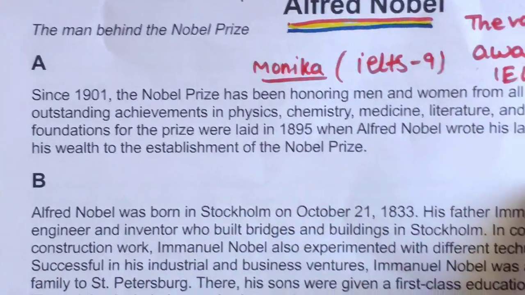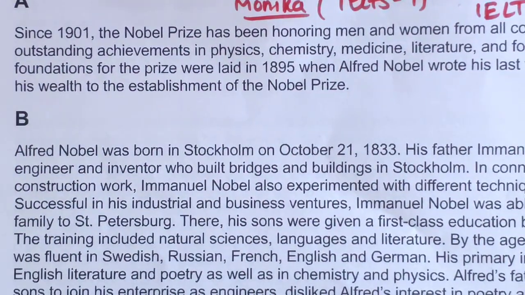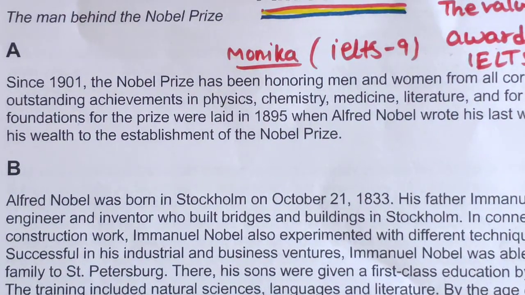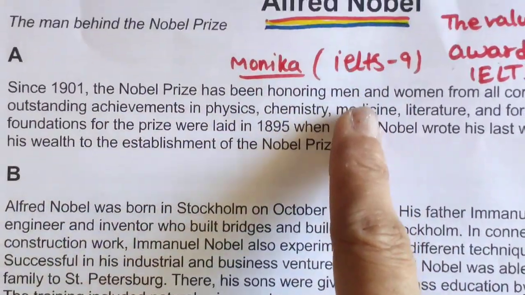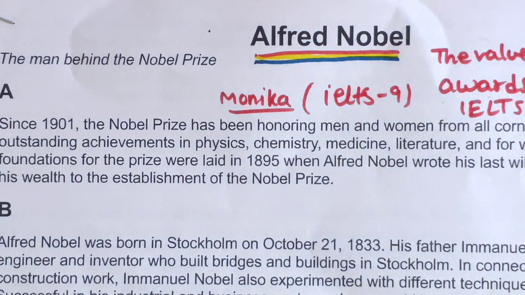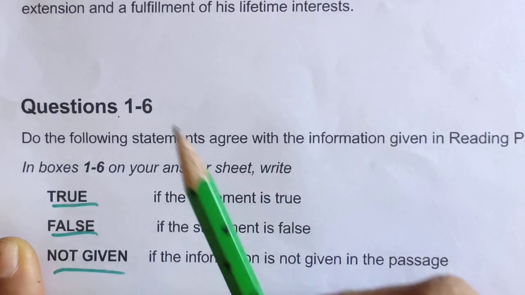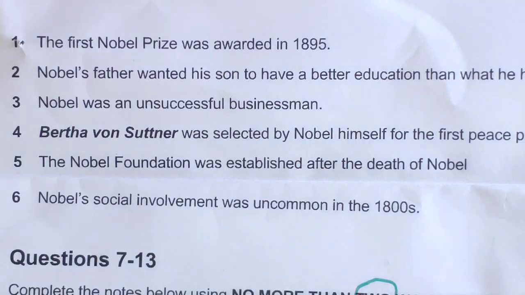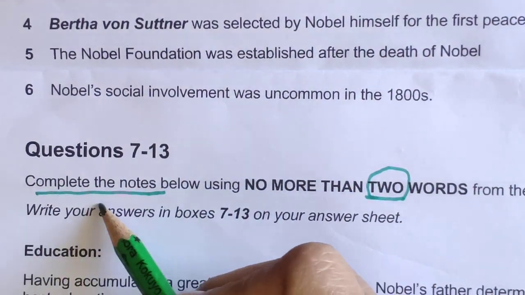So this reading passage is divided into small paragraphs with letters. Okay, let's look at the questions first. Don't try to read anything from here, that's a waste of your precious time. So the first type of question I have is true, false, not given, and the second type of question is, you can see, complete the notes below.